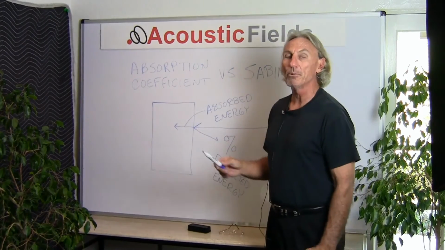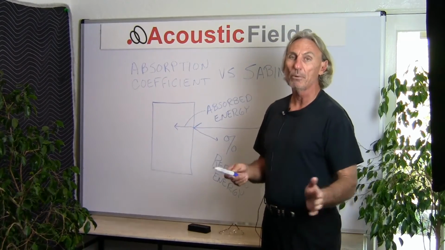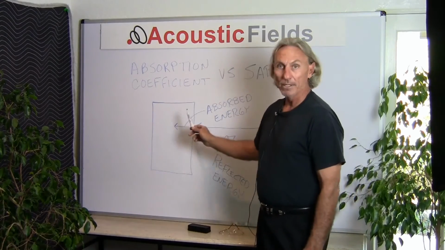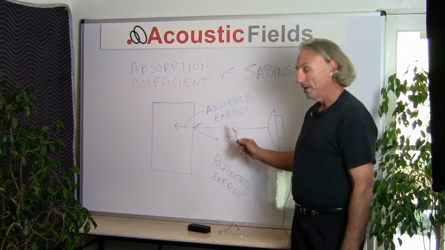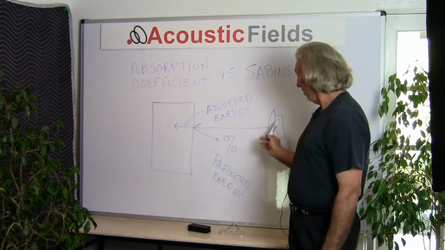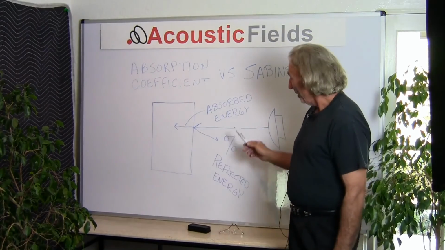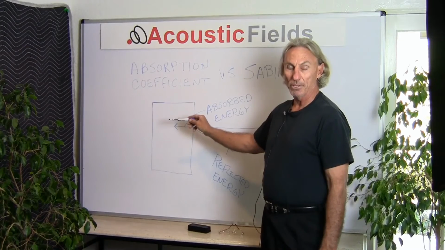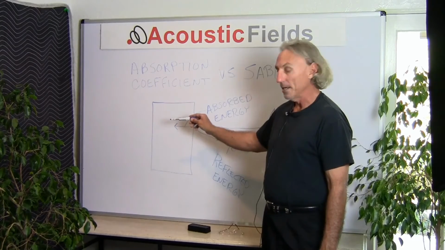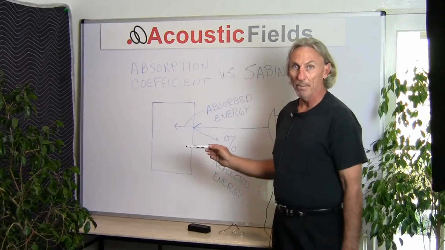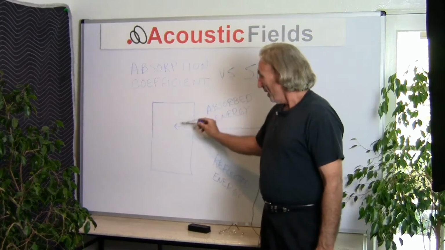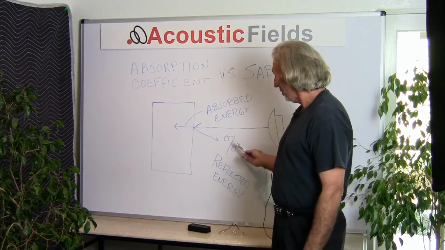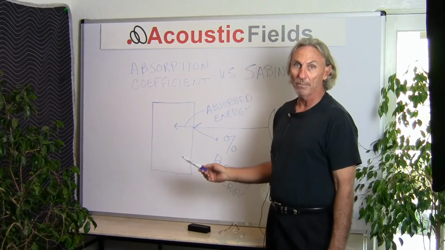To determine the absorption coefficient of a product, which is always expressed in percentages, you take a sample size and you inject energy against it from a speaker, and part of that energy goes into the technology or the sample size that's being tested, and part of it is reflected back. So we have absorption into the product, and then we have a percentage of the energy that's reflected back.